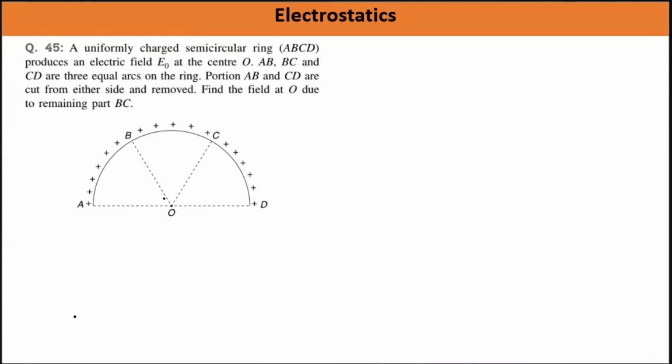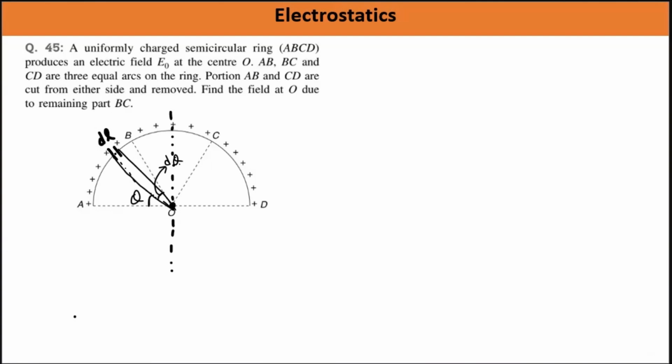For that, you can clearly see that around this point O, if you draw a line this way, the ring is symmetrically placed. So let us take one charge element here, of length dl, and this dl length is contained in a certain angle. So we need to draw the straight line. Let's say you are taking this element at an angle theta from here, and this element is contained in a certain angle, which I'm taking as d theta.